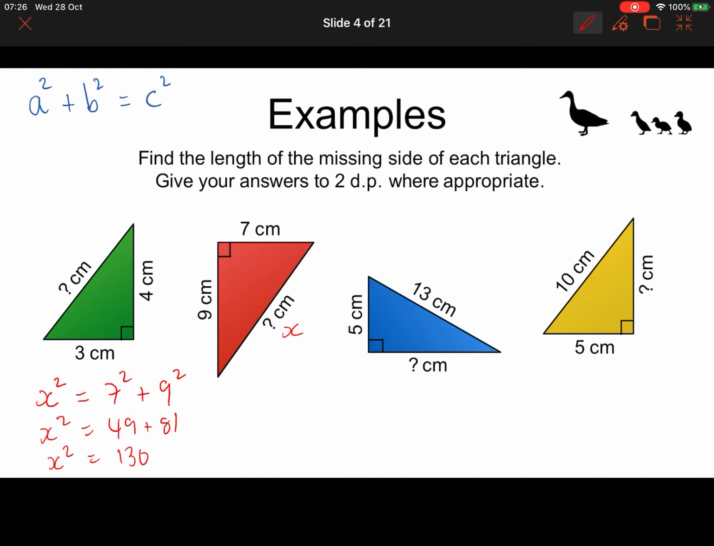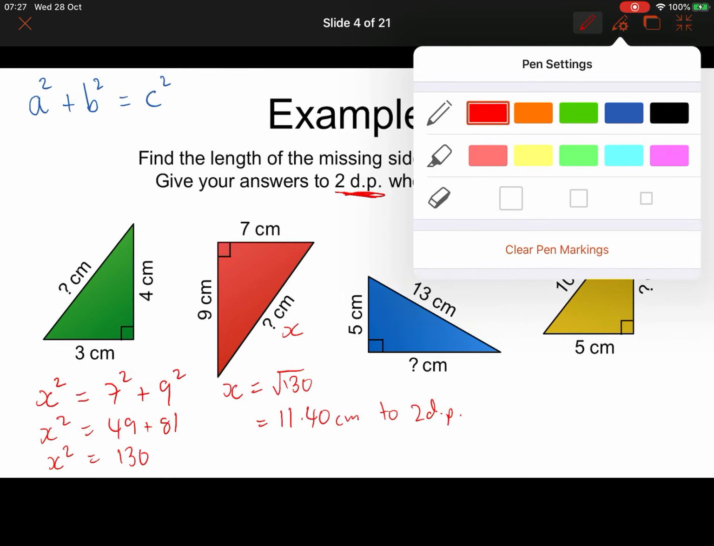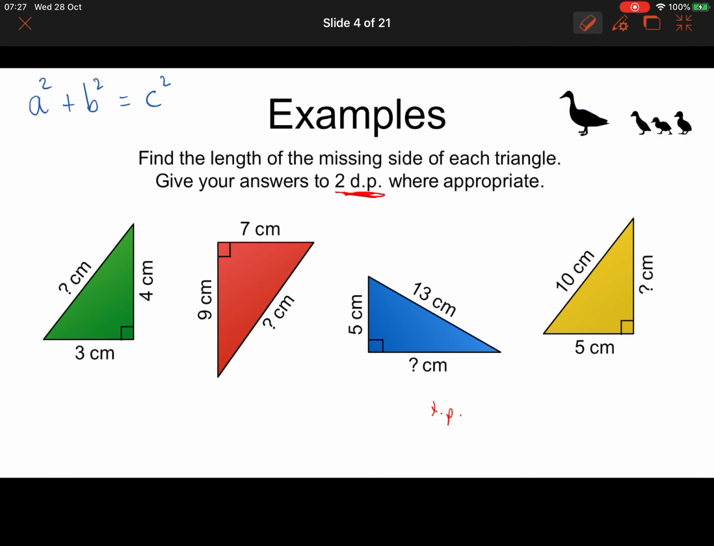Yeah, 130. Now 130 is not a square number, so that is difficult to square root, because we need to do the square root of 130. So you'll use a calculator. The square root of 130, and we're being asked to give 2 decimal places. So according to my calculator, that is 11.40 centimeters to 2 decimal places. Okay? So sometimes the length of your side might be a nasty little number, and you just have to round it off. Okay? So let's get rid of that.